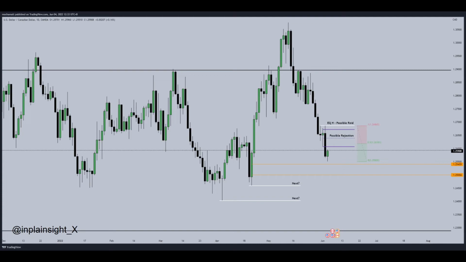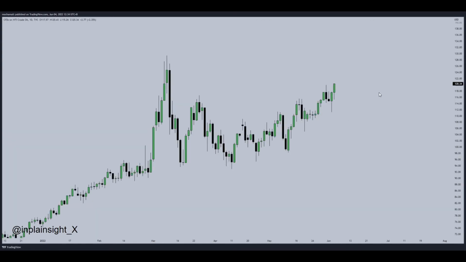Oh, I did it out of order, but this is the daily for dollar CAD, and you can see those lows that I marked out. Not much else is shown here. And then similar to Aussie and gold, you have CAD and oil. Those two are pretty nicely correlated at times. So if oil is strong, then CAD can also be strong.